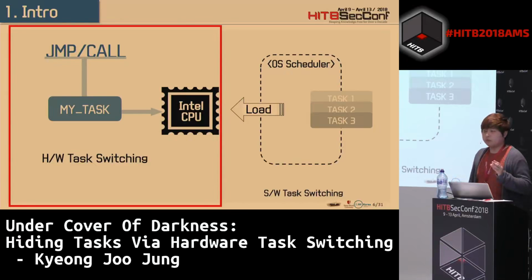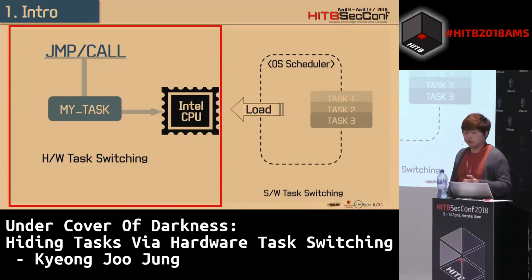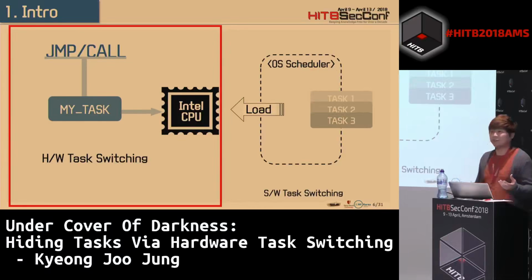To manually operate the hardware task switching, we need to achieve ring zero authority. To do that, we install a driver. After achieving ring zero, we modify the global descriptor table and task state segments. And then, if we have that, we can use our own task for the hardware task switching.